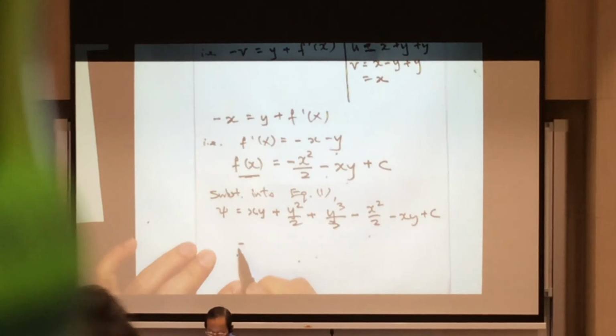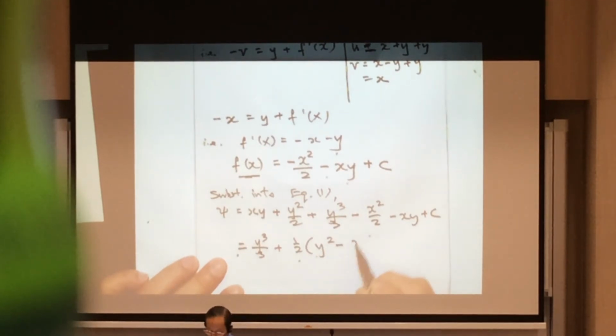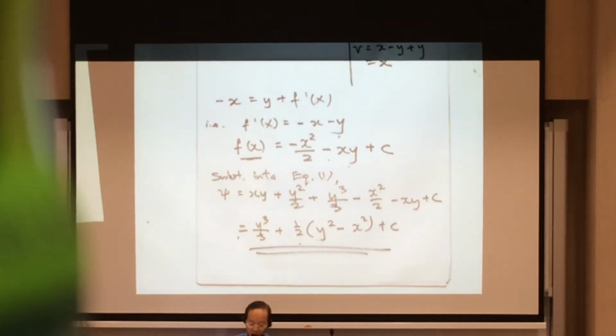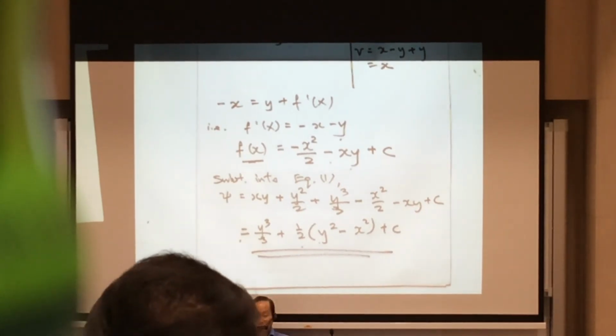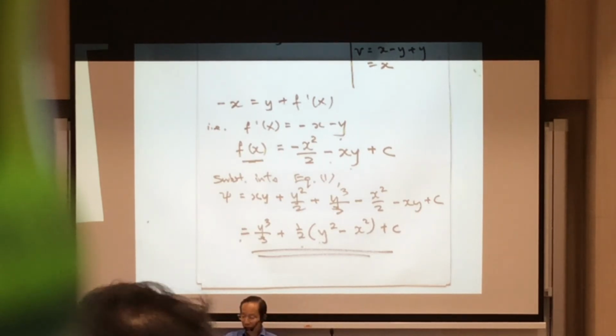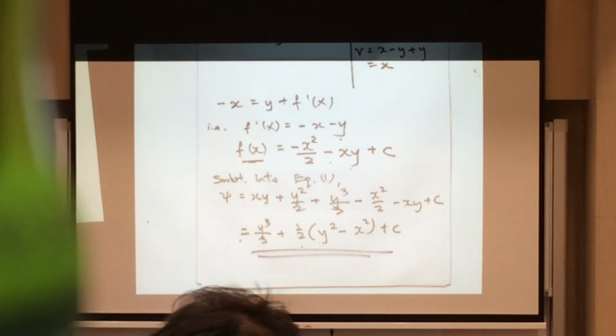And you just rearrange it nicely or simplify it. You get y cubed over 3 plus half y squared minus x squared plus c. So this is the expression for the stream function. You have different streamlines for different values of c. C can start with 0, you get one line. When c equals 1, you get the next line. C equals 2, you get another. If you want to sketch it out, you get a family of lines. That's the stream function.